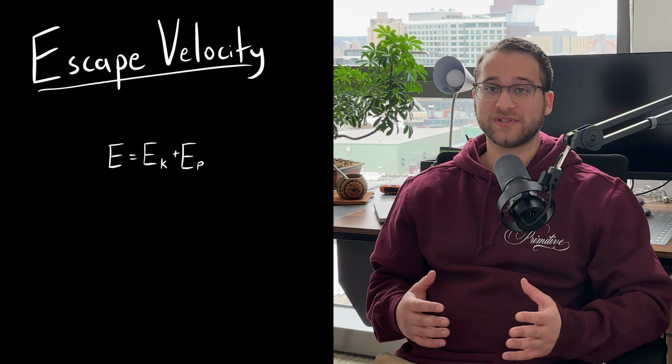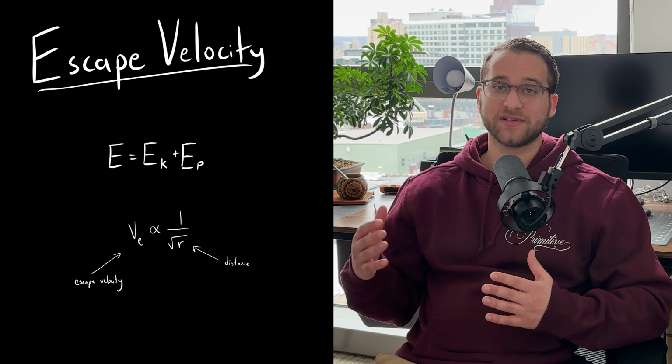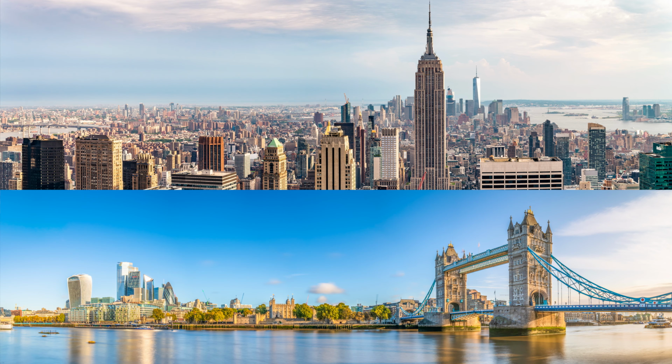The math behind escape velocities involves balancing kinetic and potential energy. As you move further away from the planet, the energy required to escape decreases. At Earth's surface, you need to hit about 11.2 kilometers per second. That's fast enough to go from New York to London in less than 10 minutes.